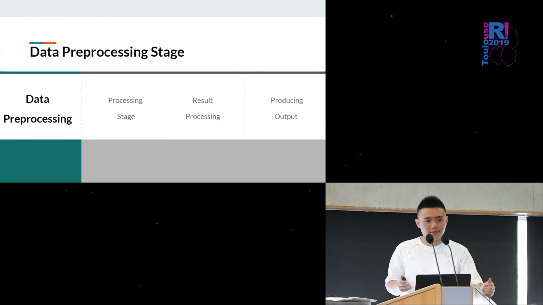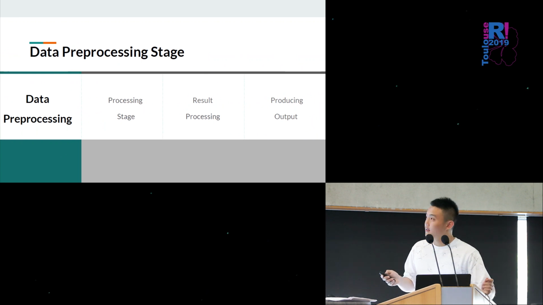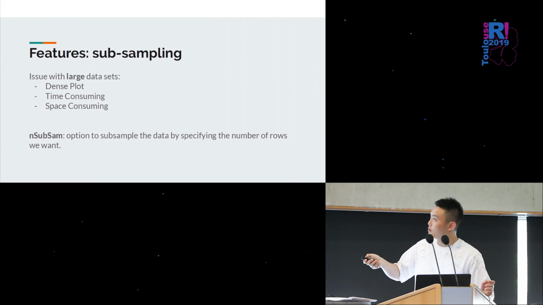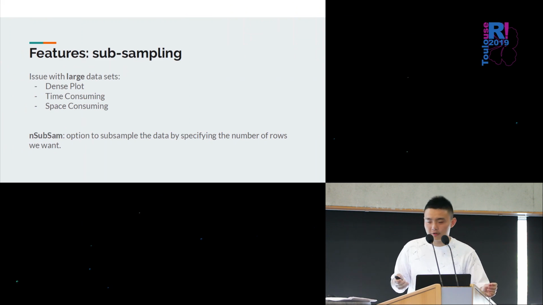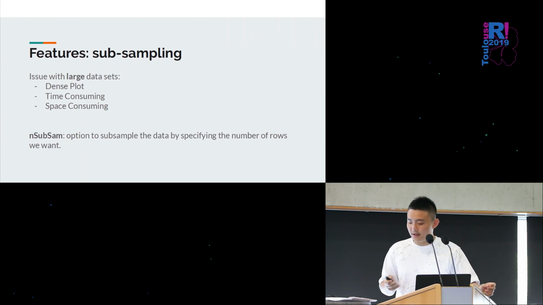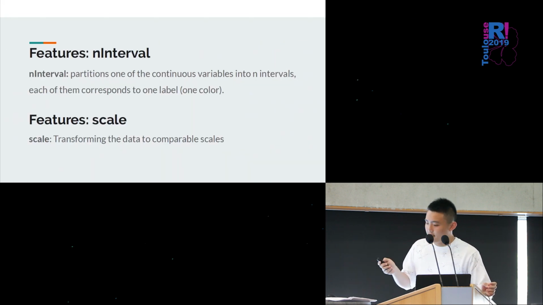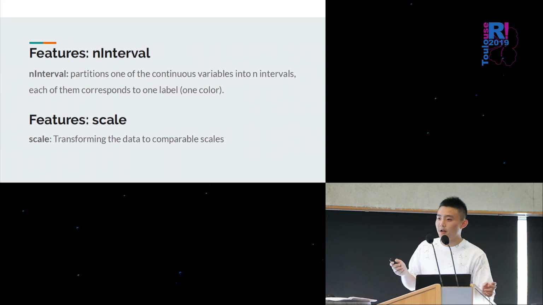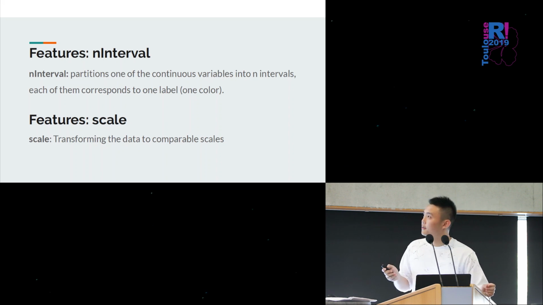First, we have a set of features to preprocess the data. The user can use the option unsubsam to subsample the data by specifying the number of rows the user wants. And when the original dataset does not have categorical variables, we can use an interval to partition one of the continuous variables into n intervals, and each of them corresponds to one label. And we can also use scale to scale the dataset to comparable scales, essentially.